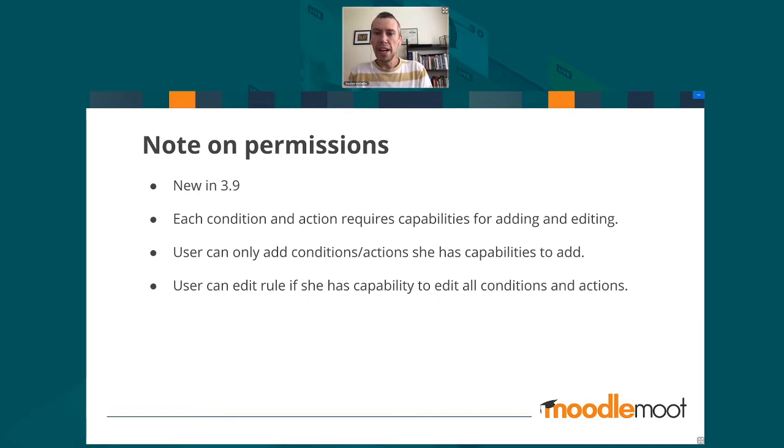So a user can only add conditions and actions she has capabilities to add. Likewise, once the rule has been configured in a certain way and another user might see it in a list, the other user will only be able to edit it if she has the capability to edit all conditions and actions in that rule.